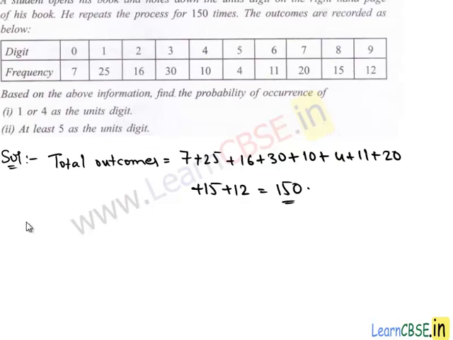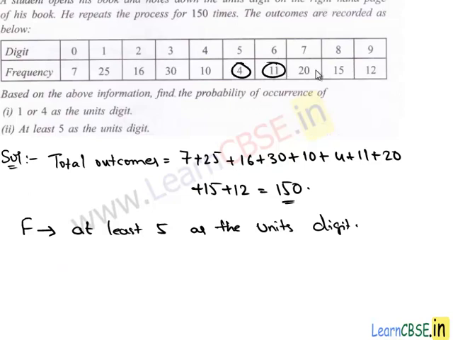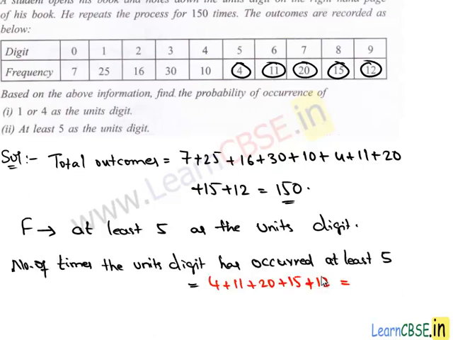Now we denote F as the event which represents that the unit digit is at least 5. According to it, we have to find the number of times the unit digit has occurred at least 5, and it is equal to the sum of 4, 11, 20, 15 and 12, and the sum is 62.